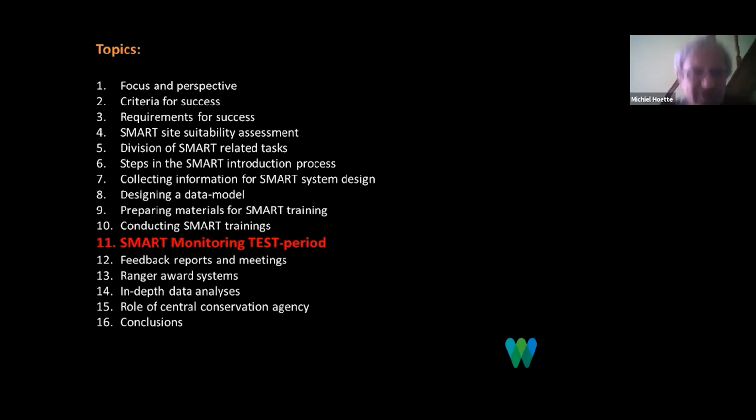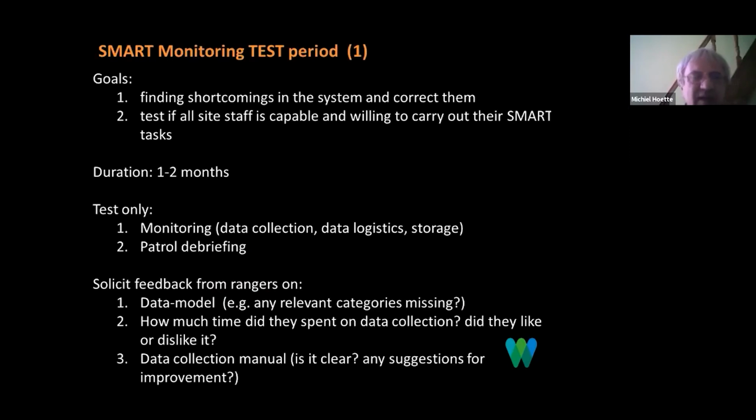After the training of rangers has been completed, it's important to start the next day with what I call a monitoring test period. From that moment onwards, all the teams should always collect data on all their patrols. And basically, you test the quality of the data collection, and you test the discipline of the rangers, whether there are any technical problems with the phones. You should test whether debriefing is really being conducted for all the patrols that return from their patrols. Basically, you should test your whole system.